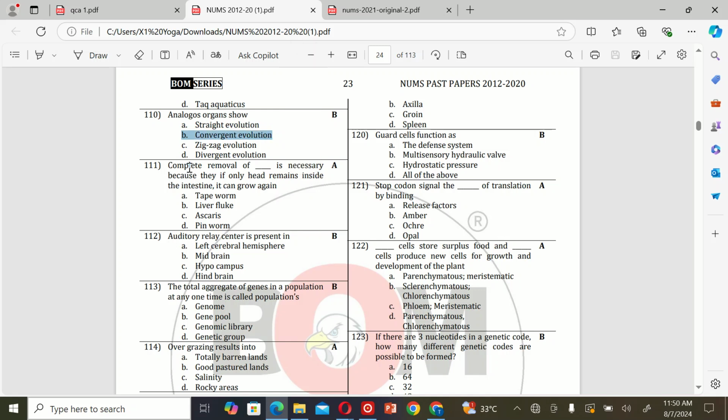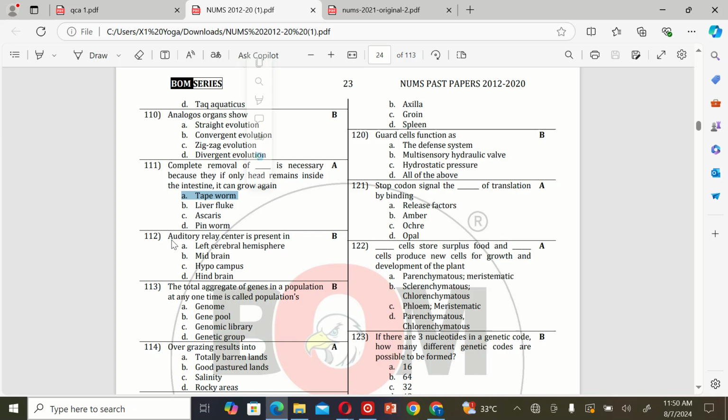The next MCQ is, complete removal of the head is necessary because if only the head remains inside the intestine, it can grow again. A. Tapeworm, B. Liver fluke, C. Ascaris, and D. Pinworm. So the correct option is A.